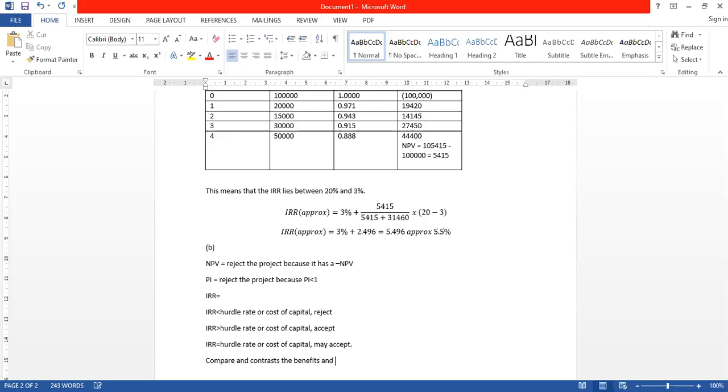compare and contrast the benefits and shortcomings of the discounting and non-discounting techniques.